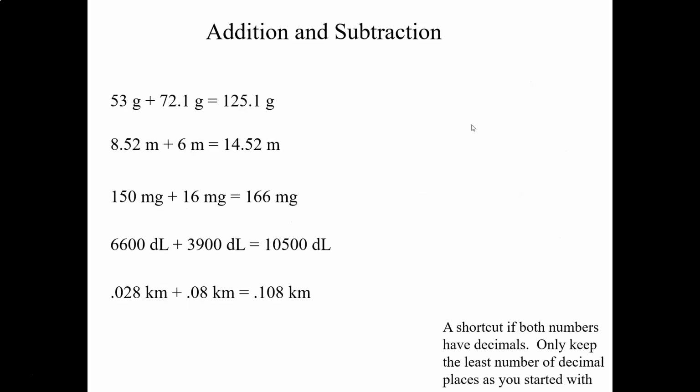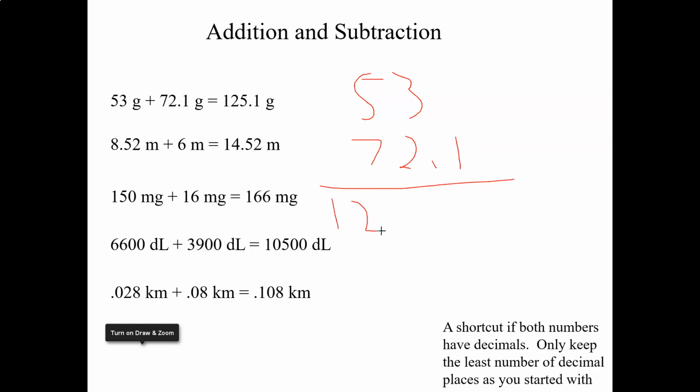Okay, so here's what we're going to do. We're going to take 53 and 72.1. I'm going to get 125.1. Notice I've lined up so that the ones place is in line, the tens place is in line. This doesn't have a decimal place, but if it did, it would be right here. And we added and subtracted like normal.